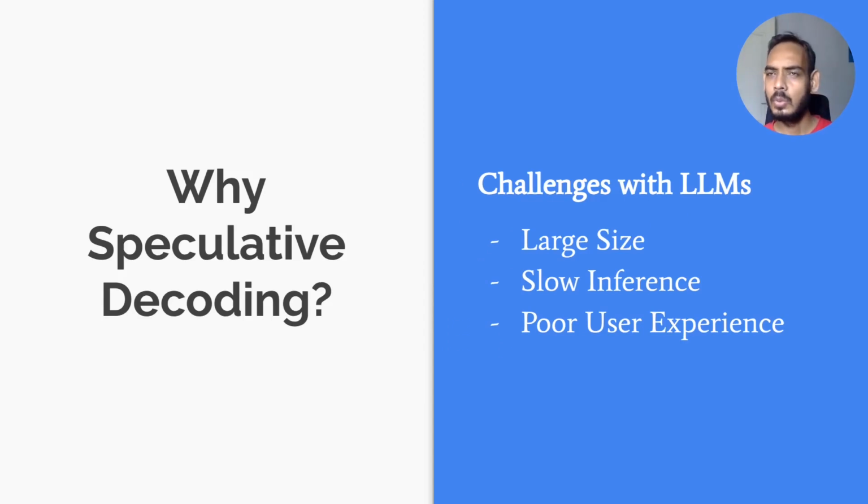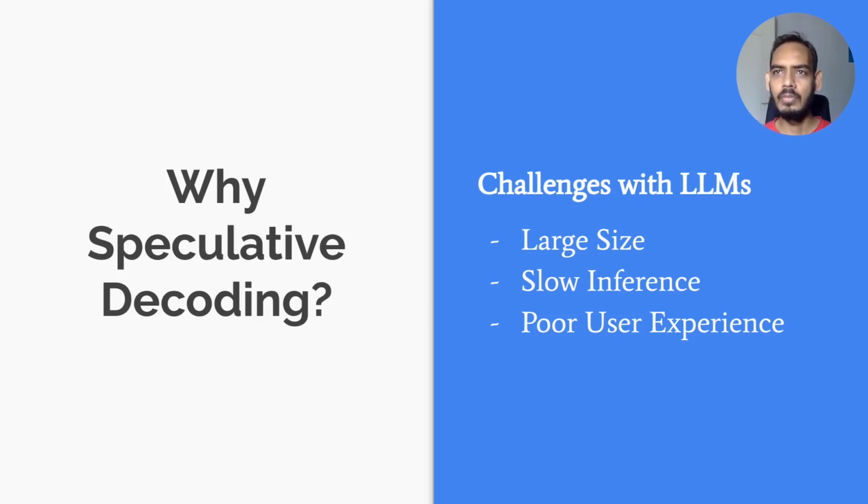Before we get started with what speculative decoding is, let's understand the challenges of current LLMs. All the latest LLMs that are being deployed or developed are larger in size. By that I mean they have billions of parameters. When you give an input token to generate the next token, it has to go through all these billions of parameters to generate the next token.